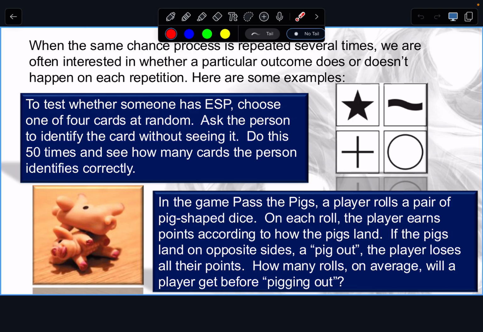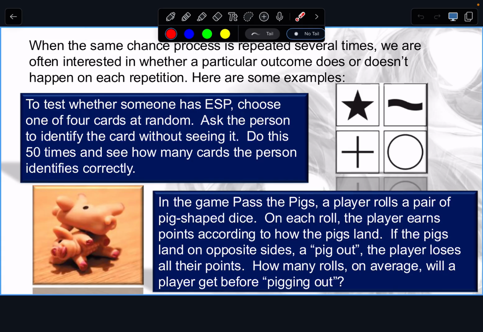A couple of examples there: to test whether someone has ESP, you choose one of four cards at random and ask the person to identify the card without seeing it. Do this 50 times and see how many cards the person identifies correctly. So this would be an example of a binomial setting, and we'll talk about what makes it binomial in a second.